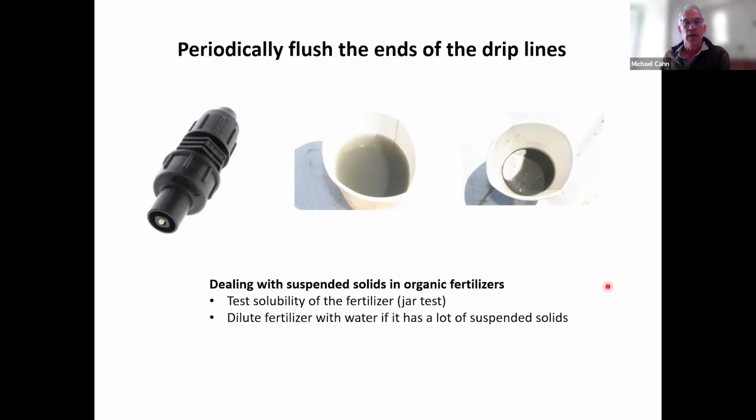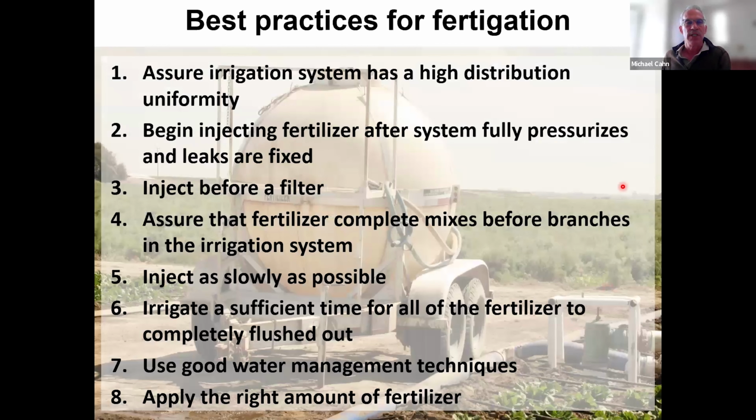So I guess I want to summarize best practices for fertigation: assuring your irrigation system has a high distribution uniformity. Remember to begin injecting fertilizer after the system fully pressurizes and you fixed all the leaks. Try to inject before a filter. And if you can't, you need to flush out your lines very frequently.